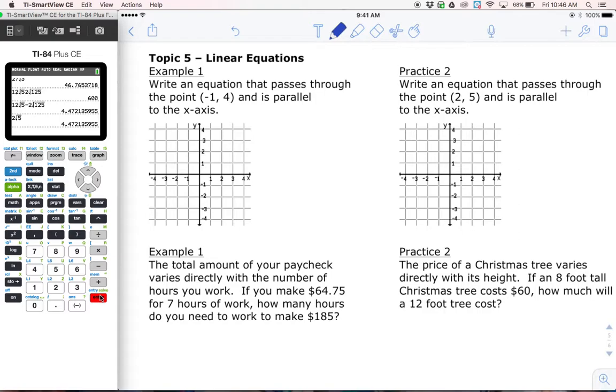All right, linear equations. We're going to start with this first example. Write an equation that passes through the point -1, 4, which is right here, and that is parallel to the x-axis. All right, well, here's the x-axis. It's horizontal, so my line that I want must be also horizontal if it's going to be parallel to that. So what's the equation of this line?